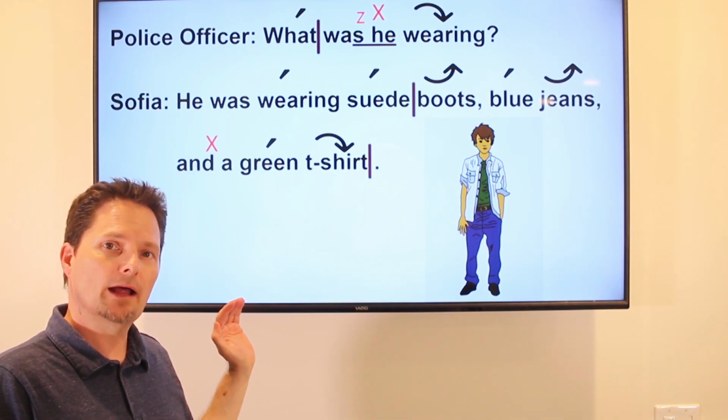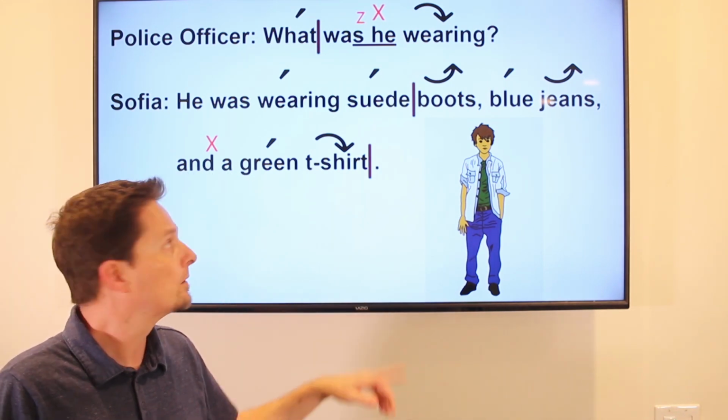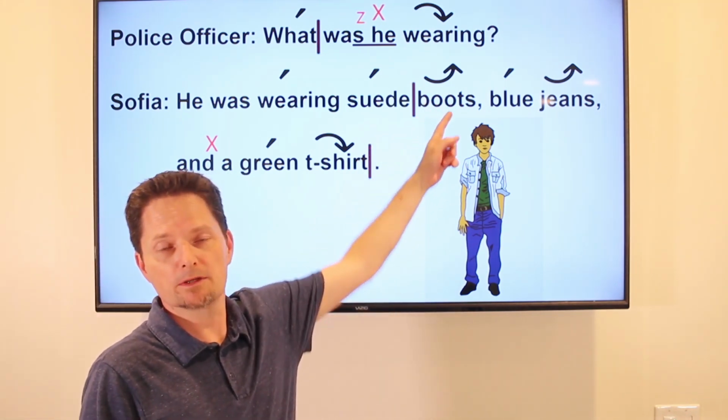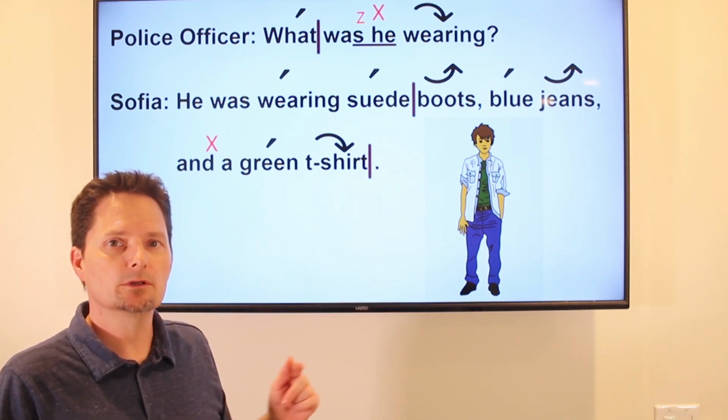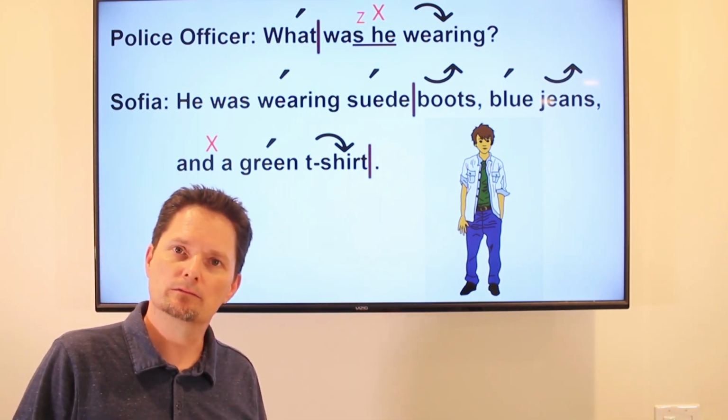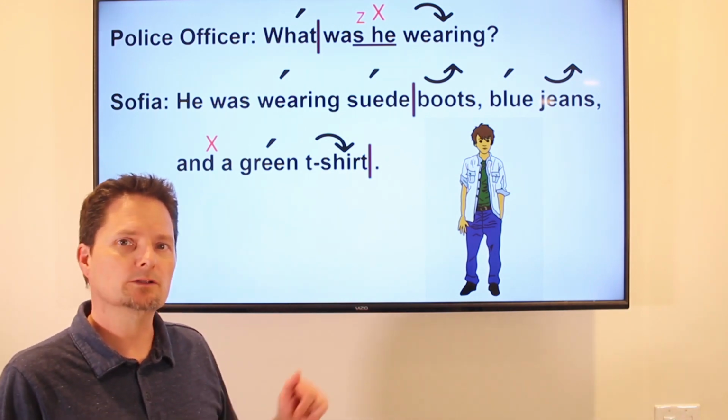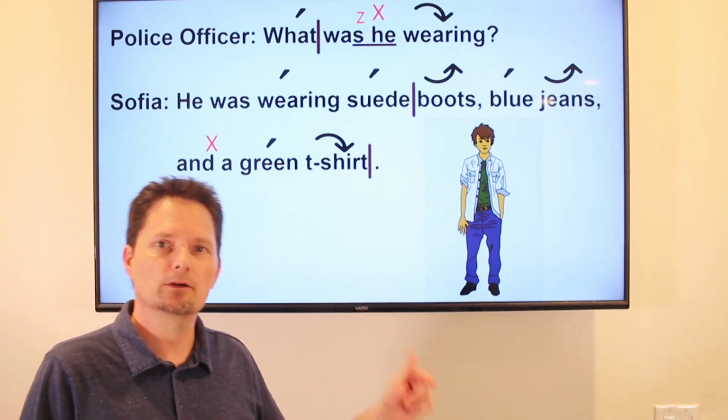So the intonation goes down at "and a green t-shirt," but it goes up before the commas. He was wearing suede boots, blue jeans, and a green t-shirt.